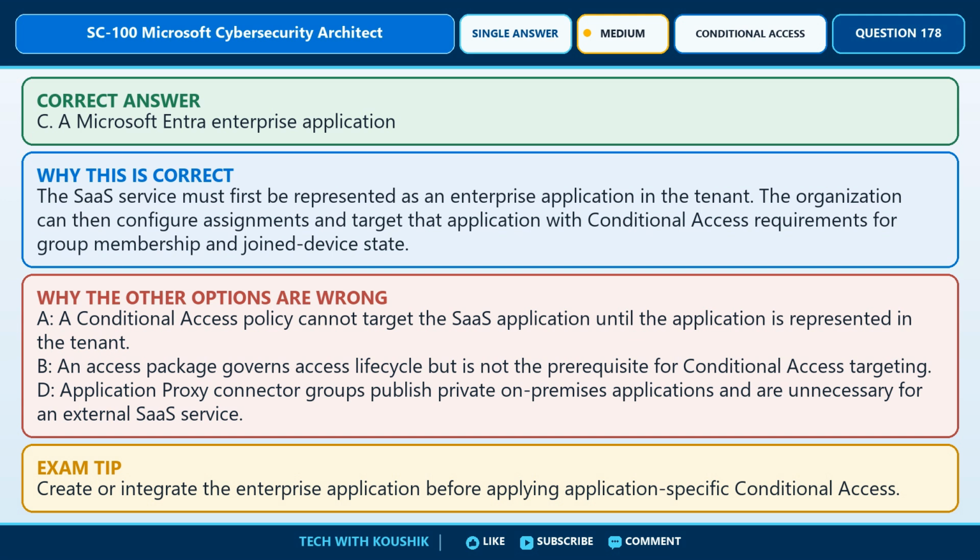Why are the other options not correct? A. A conditional access policy cannot target the SaaS application until the application is represented in the tenant. B. An access package governs access lifecycle, but is not the prerequisite for conditional access targeting. D. Application proxy connector groups publish private on-premises applications and are unnecessary for an external SaaS service. Exam tip. Create or integrate the enterprise application before applying application-specific conditional access.